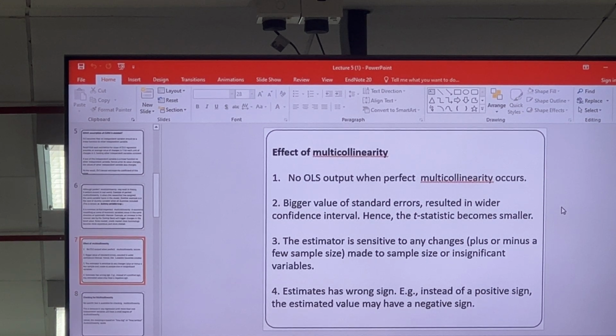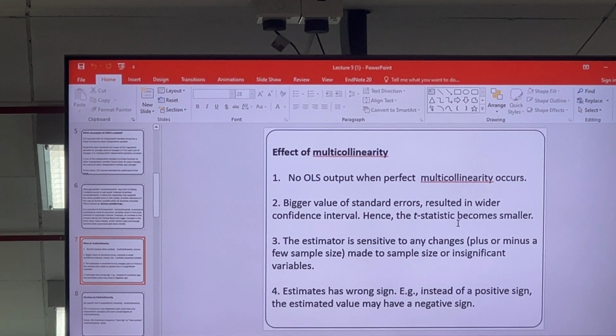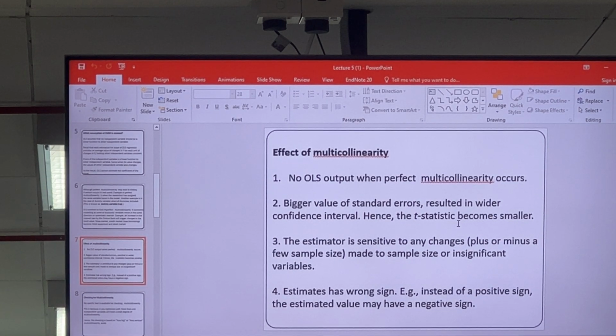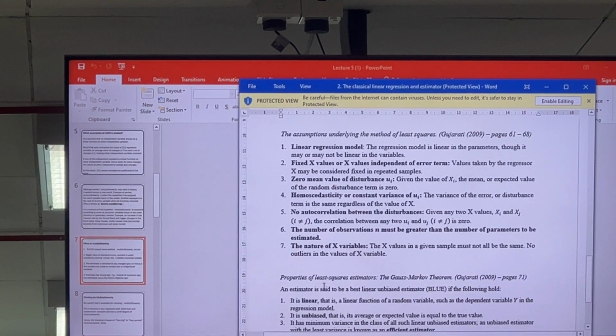Bigger values of the standard errors result in wider confidence intervals, hence the t-statistic becomes smaller. Recall that the formula we use to calculate the t-statistic is the estimated value of the coefficient minus the hypothesized value, divided by the standard error. Remember that one? Where do we have that one?